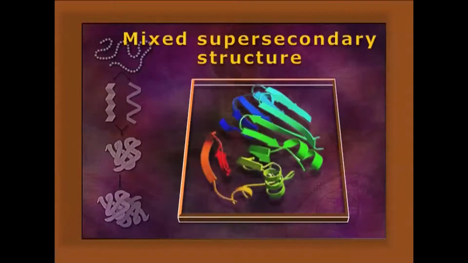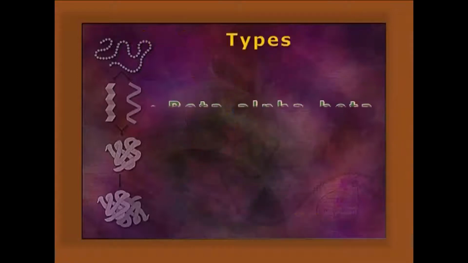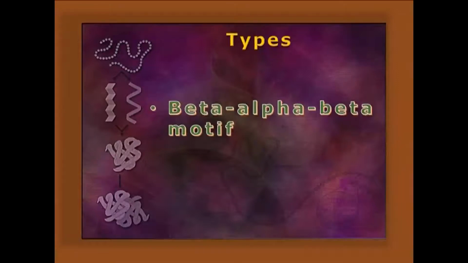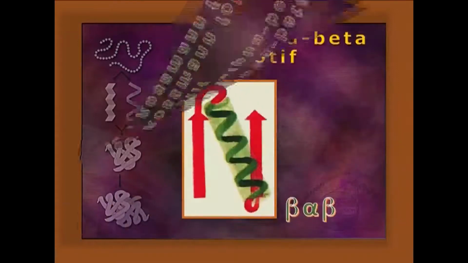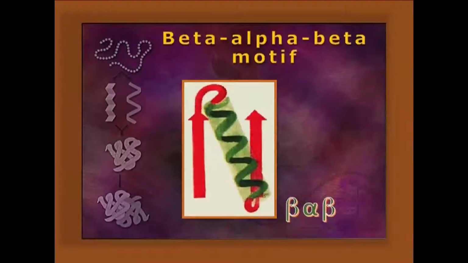Mixed supersecondary structure is made by both alpha helices as well as beta sheets joined by the loops and turns. Types include the beta alpha beta motif as well as the Rossmann fold. The beta alpha beta motif, instead of anti-parallel beta strands, has parallel beta strands joined by a long helix, and it is right handed, and the helix axis is also parallel with the beta strand. So this is called the beta alpha beta motif.